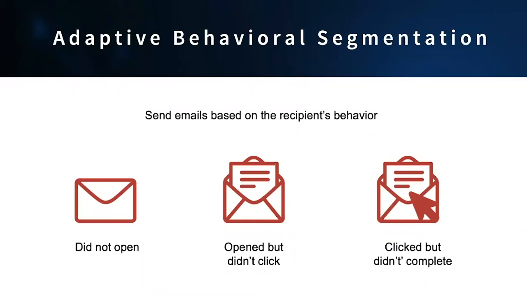So for example, if you send the first email to everyone, some people will open the email, some will click, and some will not even open the email. So with adaptive behavioral segmentation, you can choose to send your email just to a specific group. If the second email should just go out to people who never opened the first email, you can do that. Or you can create an email that only goes out to people who opened but didn't actually click. And then the third option is that you can send emails to people that have clicked but didn't complete.